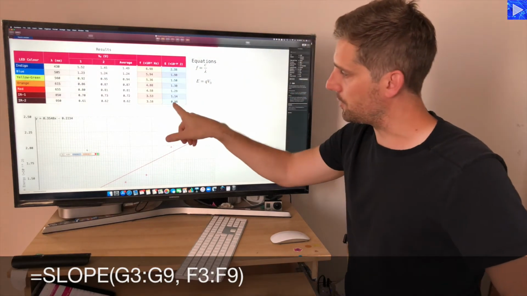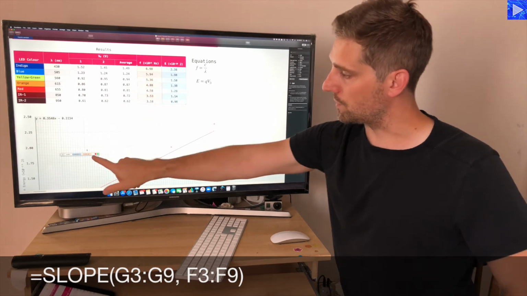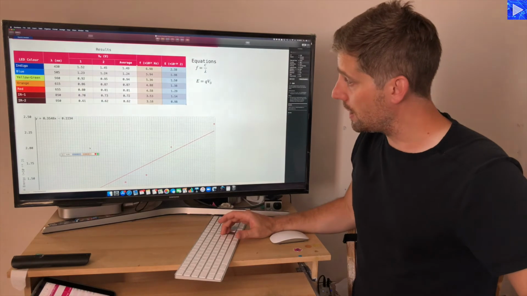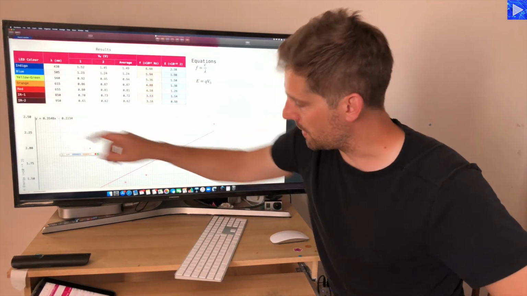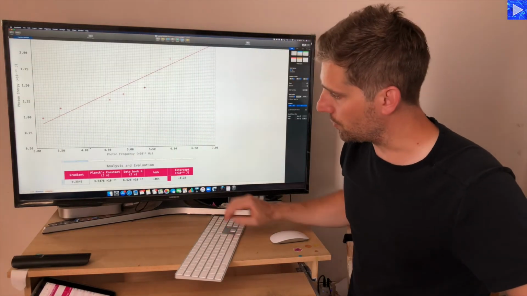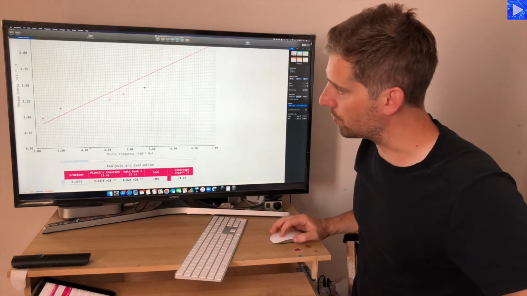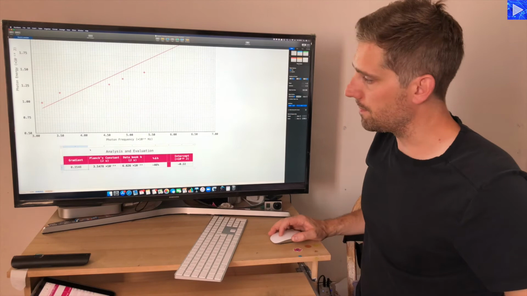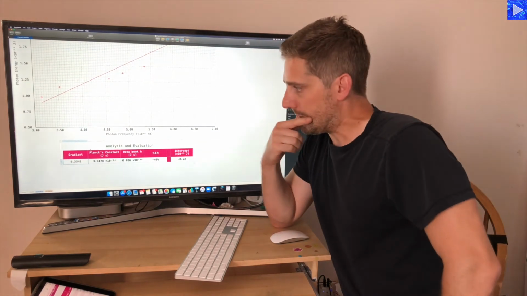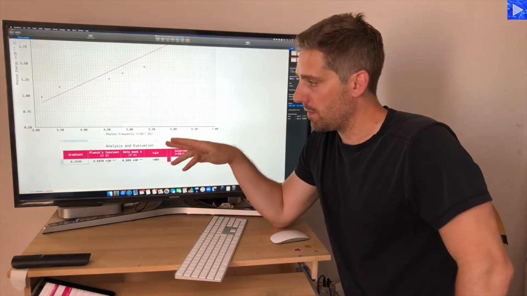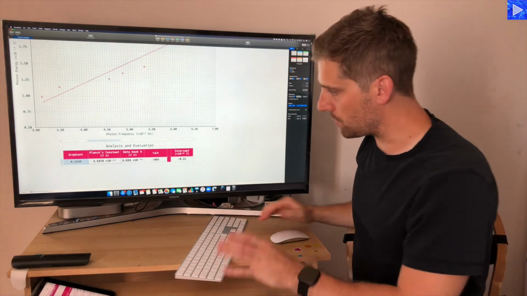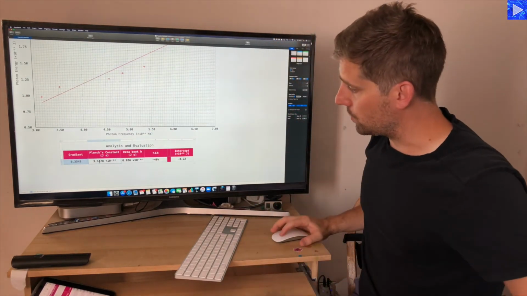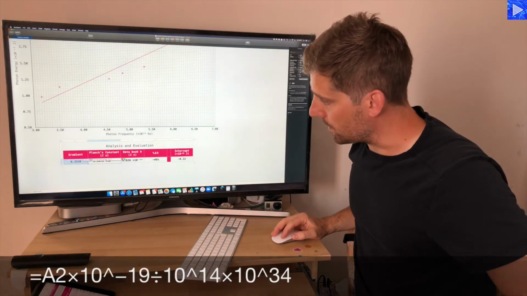So this range is the first argument, this range is the second argument there, okay, and that gives you a gradient for that data, and you'll see the number exactly matches what the gradient is shown on the graph. So I said 0.3548, and that's what we've got there. Okay, so the gradient is 0.3548, but as I said, we need to do a conversion there because of the factors or the scales on the axes there.